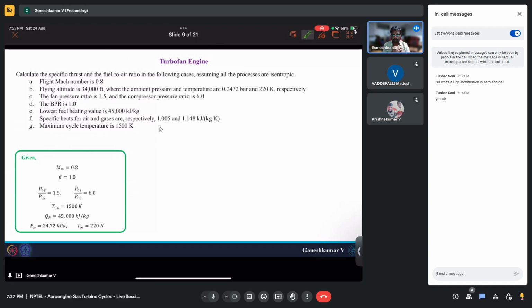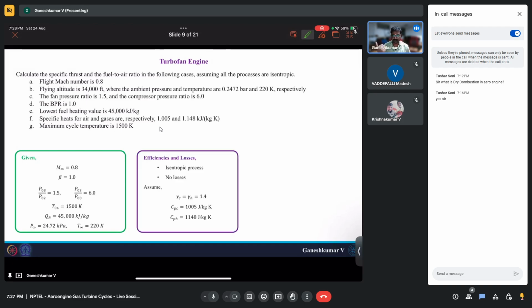And then you have specific heats of air and gases. You have maximum cycle temperature, which here is nothing but turbine entry temperature. All right, these are the given parameters. I've already made it here to make the process of solving quick. And then we have efficiencies and losses.